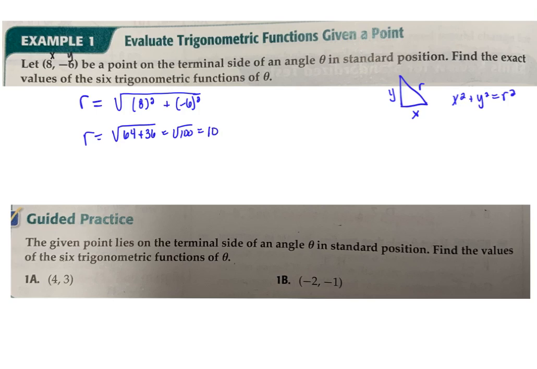And then I'm just going to do my 6 trig functions. My sine of theta is y over r. What is my y? Negative 6 over 10. I'm going to reduce it to negative 3 over 5. My cosine is x over r, so I'm going to reduce that. And my tangent is y over x, and I'm going to reduce that as well. So I have my sine, cosine, and tangent.